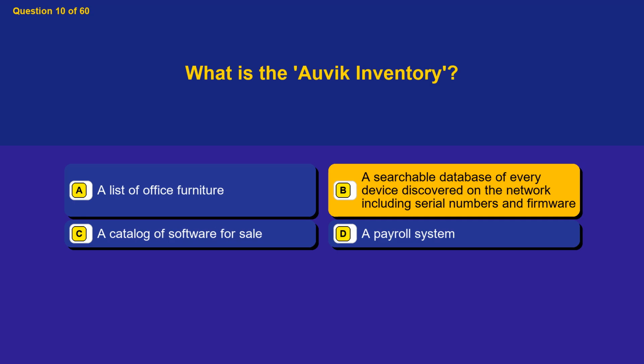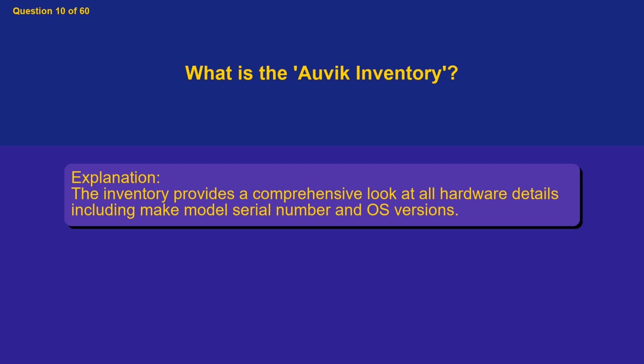The correct answer is option B. A searchable database of every device discovered on the network including serial numbers and firmware. The inventory provides a comprehensive look at all hardware details including make, model, serial number and OS versions.